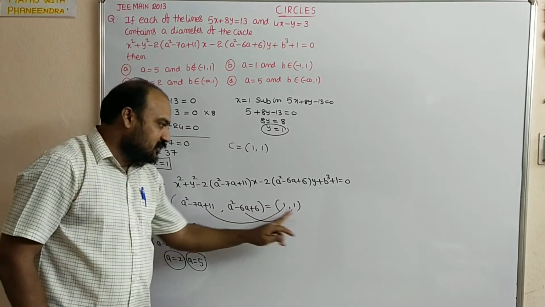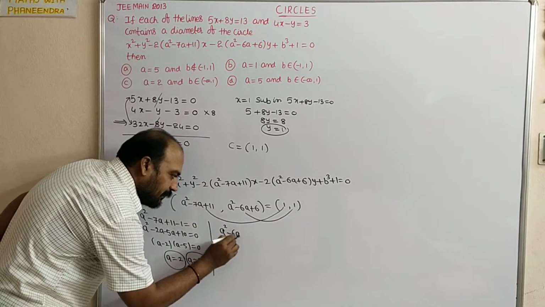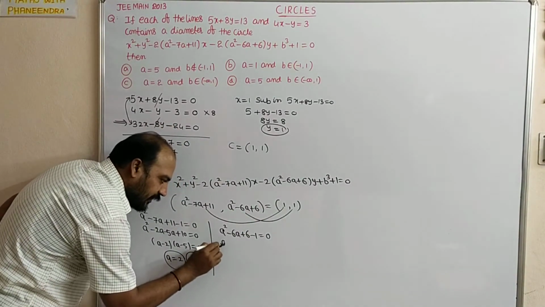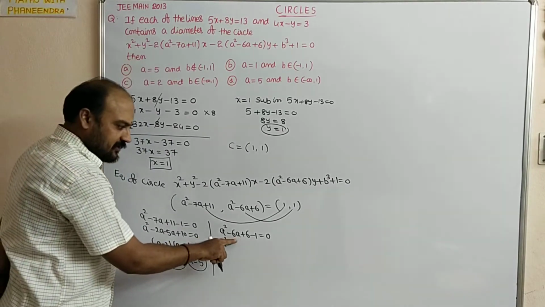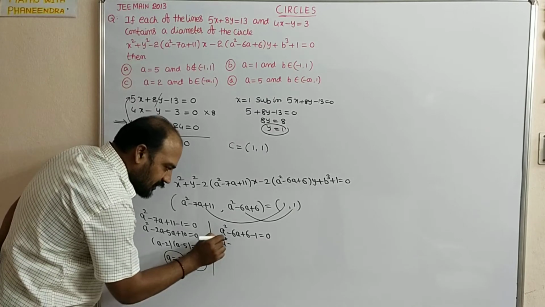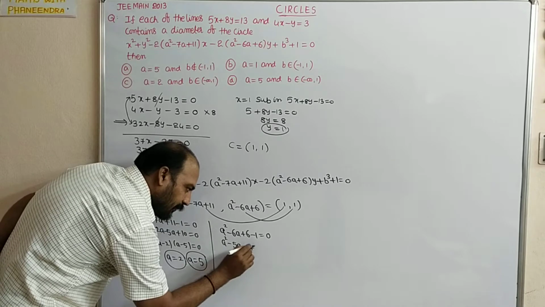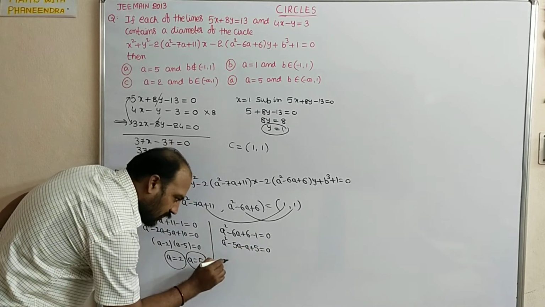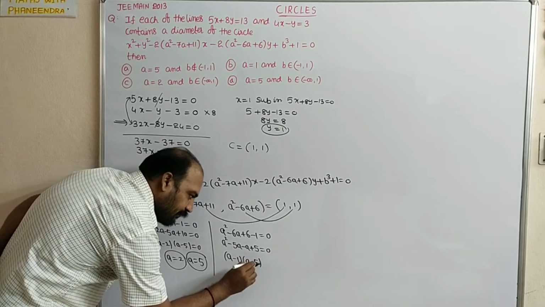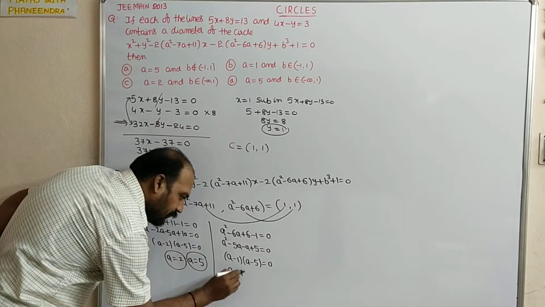Now if we take this value as 1, what are the values of a? A square minus 6a plus 6 minus 1 equal to 0. So a square minus 6a plus 5, which we can write as a square minus 5a minus a plus 5 equal to 0. By factorization, (a minus 1) into (a minus 5). We get a is equal to 1 and a is equal to 5.